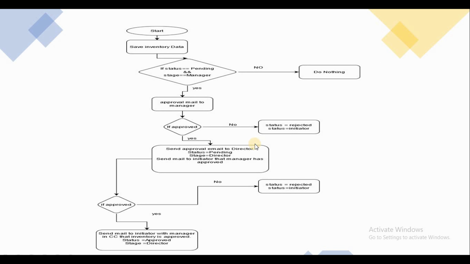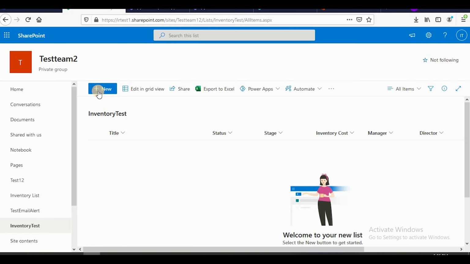So first I'll go to SharePoint and show you my SharePoint list through which I'll be submitting the data. So this is my SharePoint list, inventory test, which has the title column, status column, the stage column, inventory cost, manager and director. So I'll go and show the details.